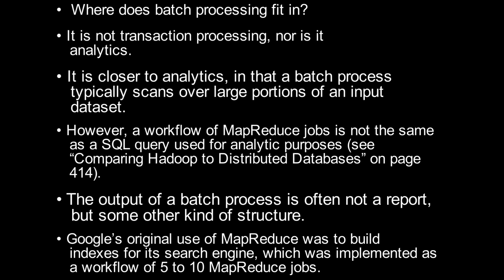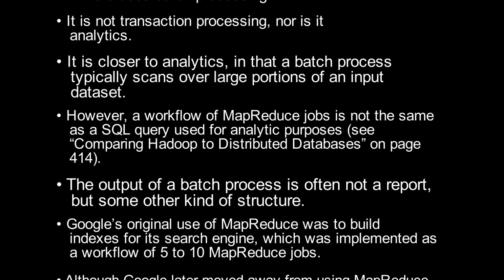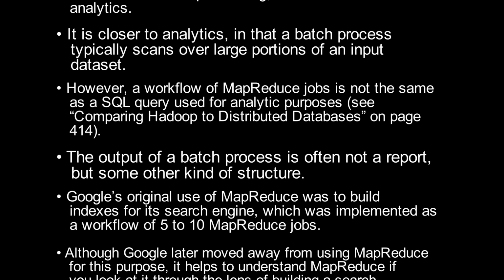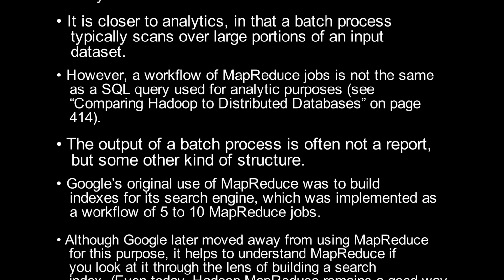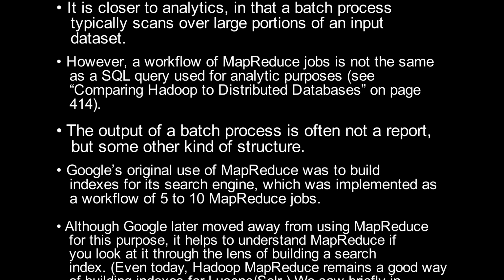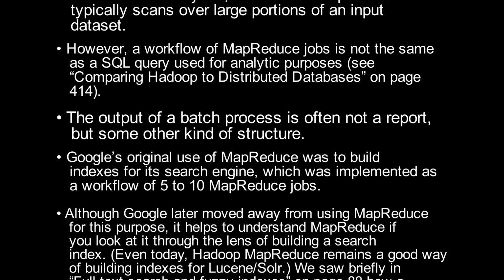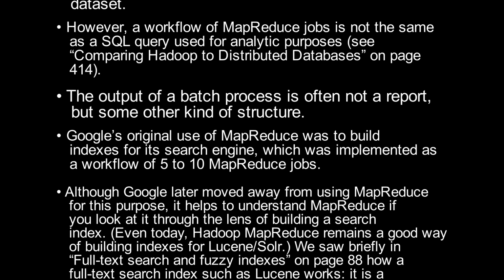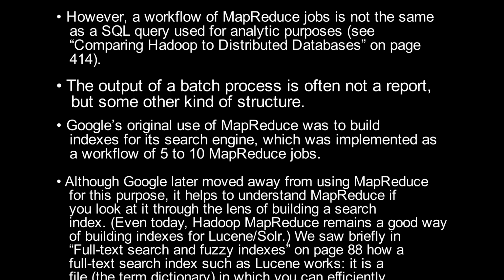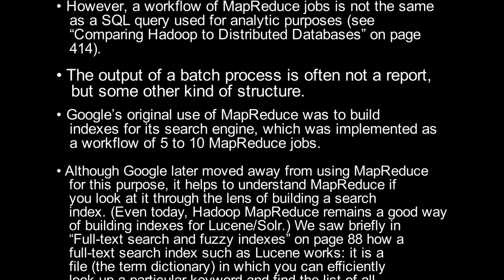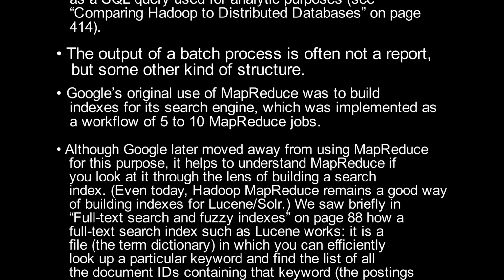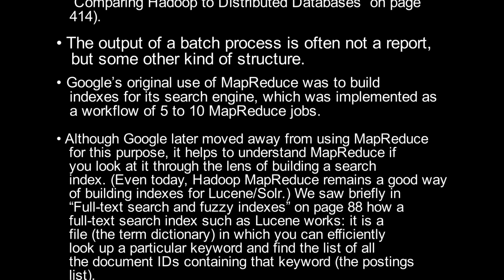The output of a batch process is often not a report, but some other kind of structure. Google's original use of MapReduce was to build indexes for its search engine, which was implemented as a workflow of 5 to 10 MapReduce jobs. Although Google later moved away from using MapReduce for this purpose, it helps to understand MapReduce if you look at it through the lens of building a search index. Even today, Hadoop MapReduce remains a good way of building indexes for Lucene/Solr.